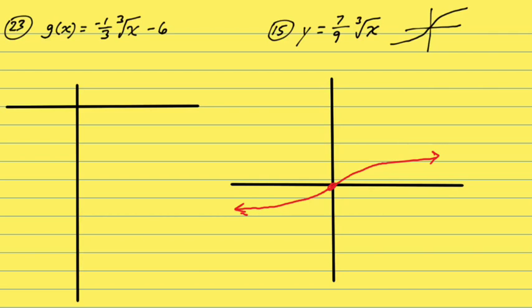This is a negative third root, so instead of a third root like this one over here, the negative third root does this. What does a minus 6 do? Moves it down 6. So it's going to look like this. Again, I'm not too concerned with the specific points of the graph. I'm more concerned with what it actually looks like.